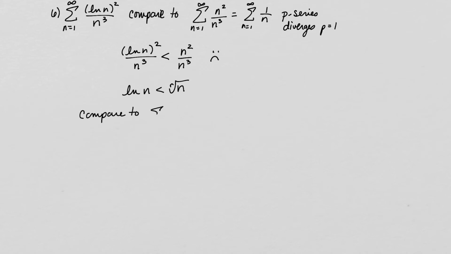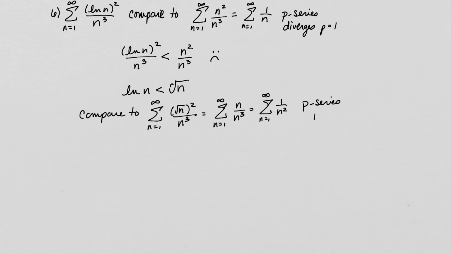to the summation. So this time, instead of replacing it with n, let's replace it with the square root of n, squared, over n cubed. So that would be the summation n equals 1 to infinity of n over n cubed, which would be the summation n equals 1 to infinity of 1 over n squared. So it's also a p-series, but in this case p equals 2, which means it converges.